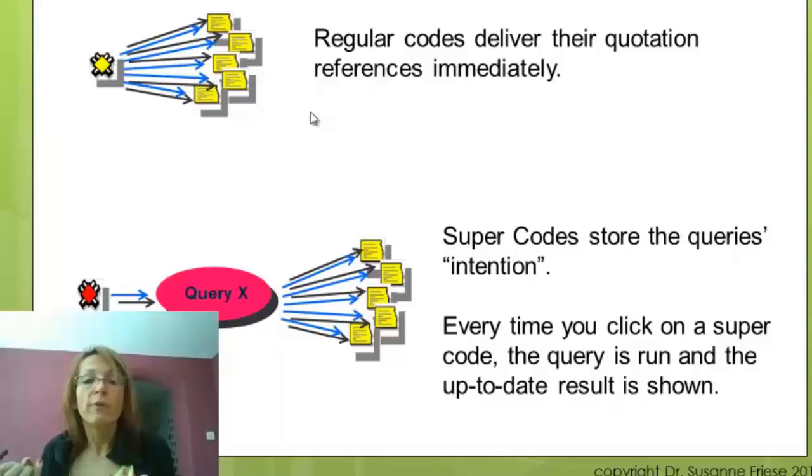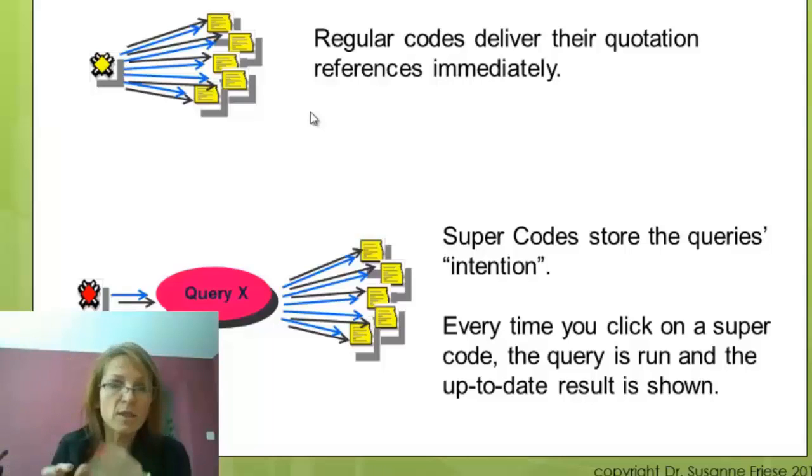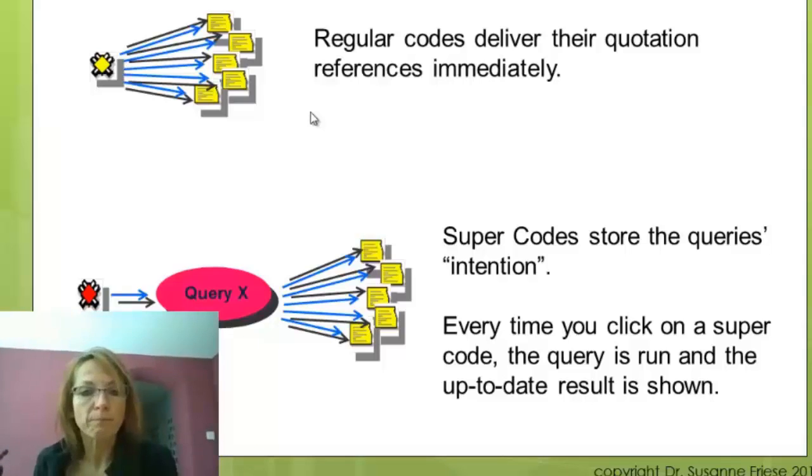And every time we change something with code A and B, we modify the length of a quotation, or we get rid of it because it doesn't fit anymore, if you click on the supercode, it calculates the query again, and we get the up-to-date result. So it stores the query's intention. It's not permanent. It grows or decreases with your work on the data, so it's always up to date. A normal code is always linked directly to its quotations, and changes are not made automatically. You have to unlink a quotation from a code to get rid of that link.